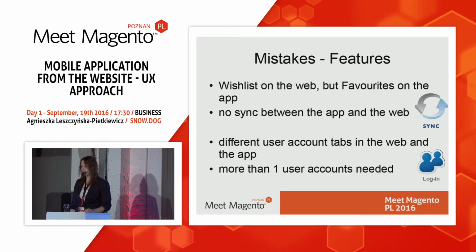For example, different user account tabs in the web and the app. Of course, if it makes sense, you should have all of them, not just make it smaller and worse on the app. There are also examples of more than one user account needed, and you don't know what the difference between them is, like why you should have two user accounts and see some things on one and other things on another. There are examples like this, really.